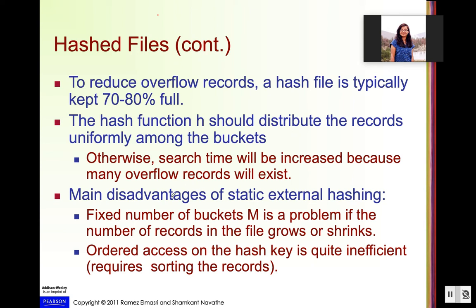The main disadvantage of static external hashing is that in static hashing we have a fixed number of buckets. With a fixed number of buckets, there is always a problem, so there will always be the possibility of collision. Also, ordered access on the hash key is quite inefficient, because if we want to read the records in an ordered way, we first have to sort the records, so it's not very efficient.